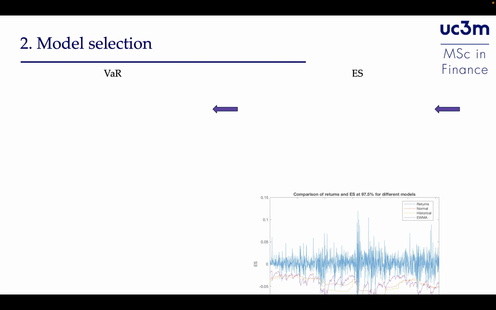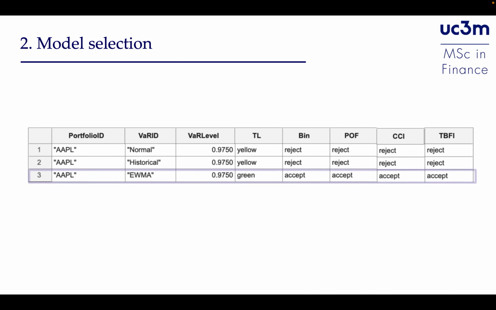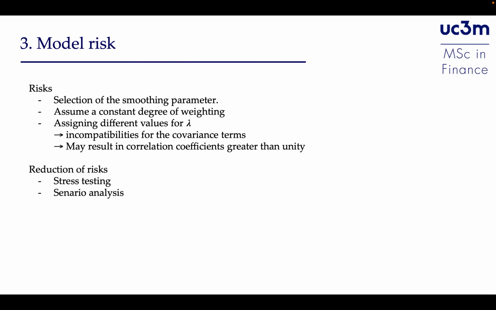Finally, this is confirmed with the tests that I'm showing on the slide right now: the green qualification under the traffic light test, and the same for the other tests such as the BIN, POF, CCI, and TBFI. Now, for the model risk, there are several assumptions of the exponentially weighted moving average method, like the assumption of a normal distribution that may affect its accuracy and increase model risk. The main assumption under this value at risk model is the selection of the smoothing parameter.